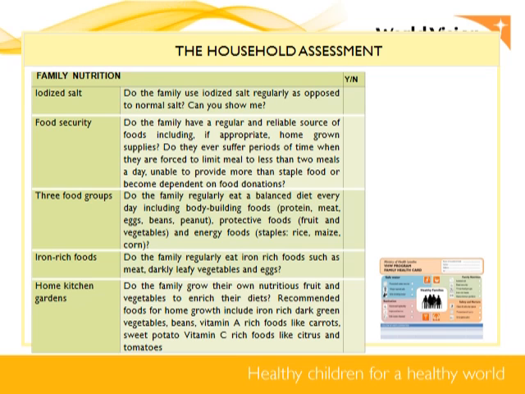Do they ever suffer periods of time when they're forced to limit meals to less than 2 meals a day, or unable to provide more than the basic staple foods, or they are becoming increasingly dependent on food donations from any source? 3 food groups. So do the family regularly eat a balanced diet every day, including bodybuilding foods such as protein, meat, eggs, beans and peanuts, protective foods such as fruit and vegetables, and your basic energy foods such as staples, rice, maize and corn.